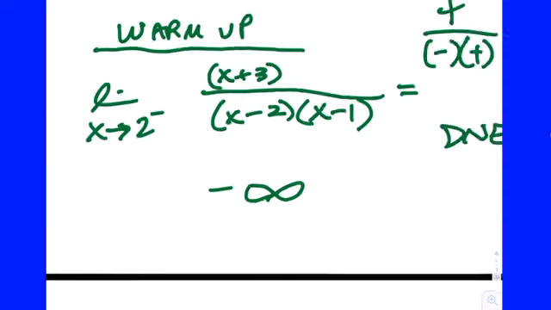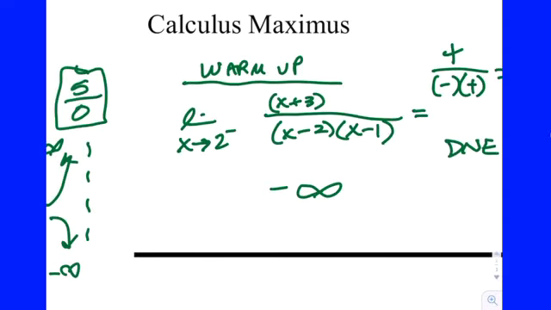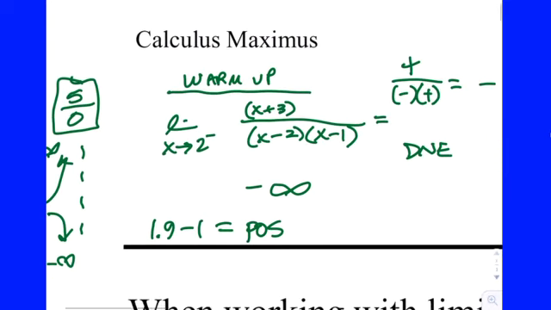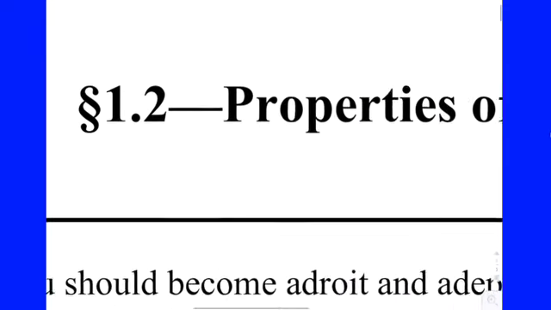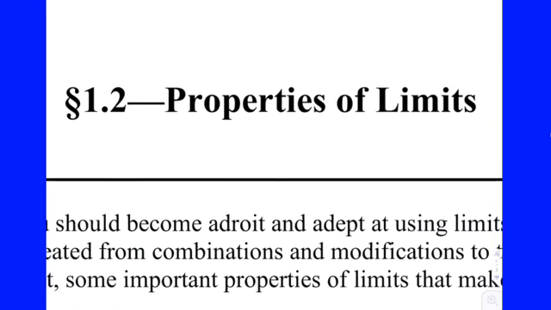Anyway, comments or questions on that? And the fact of the day is 1.9 minus 1 is positive. There you go. I learn new things every day. We make careless mistakes every day, don't we? It's really about minimizing the careless mistakes. Any other comments or questions before we start 1.2? This section should go pretty quickly.